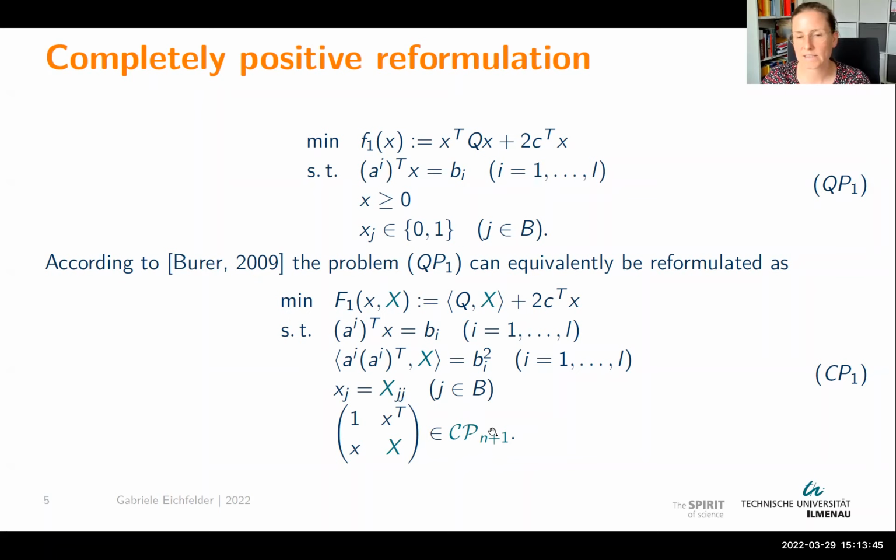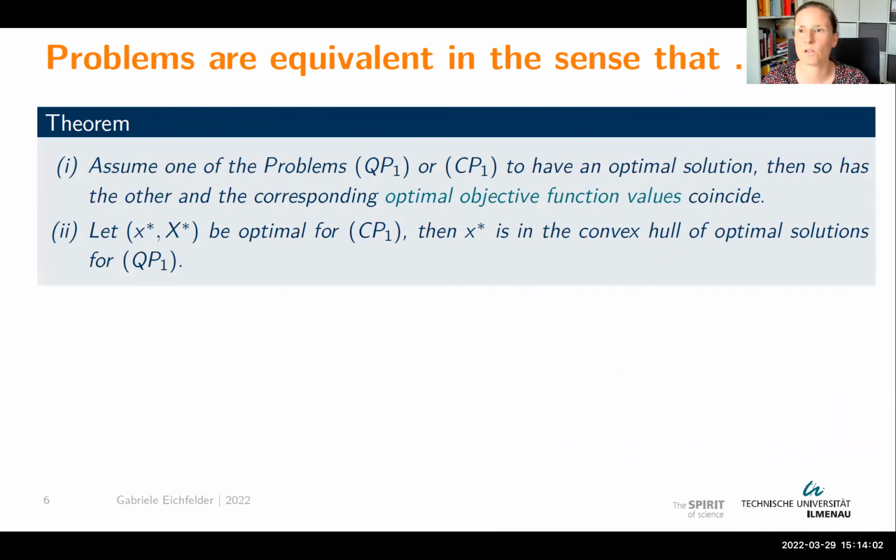And the strong result is that you can show that, despite considering a relaxation, this relaxation is tight in the sense that the optimal values are the same. You get from the optimal solutions of one of the problems the optimal solutions of the other problem, and so on. So the results are the following. If one of the problems is solvable, then the other problem is solvable, and the optimal values coincide, are the same. Then if you have an optimal solution of the relaxed problem, then the vector x from this pair is at least in the convex hull of the optimal solutions of the original problem.